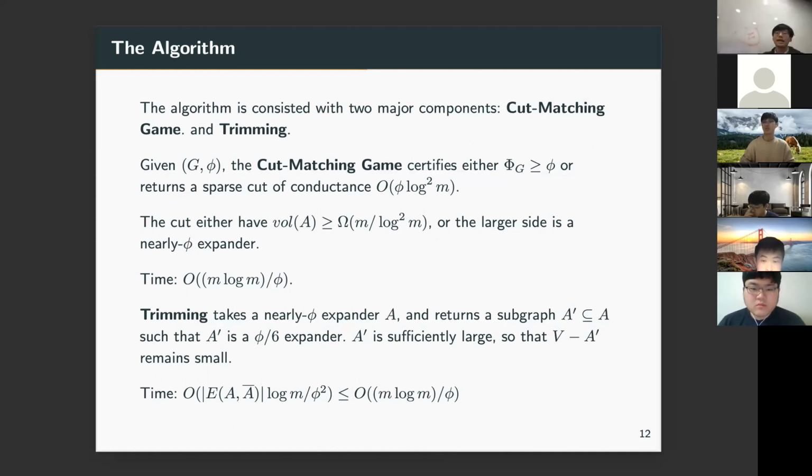So yeah, those are the two major challenges of the trimming, and the time complexity is also efficient, and the same for the cut matching game. And as you see, both are pretty efficient. Both are nearly linear, with just another log factor. So we can see they are pretty fast algorithms.